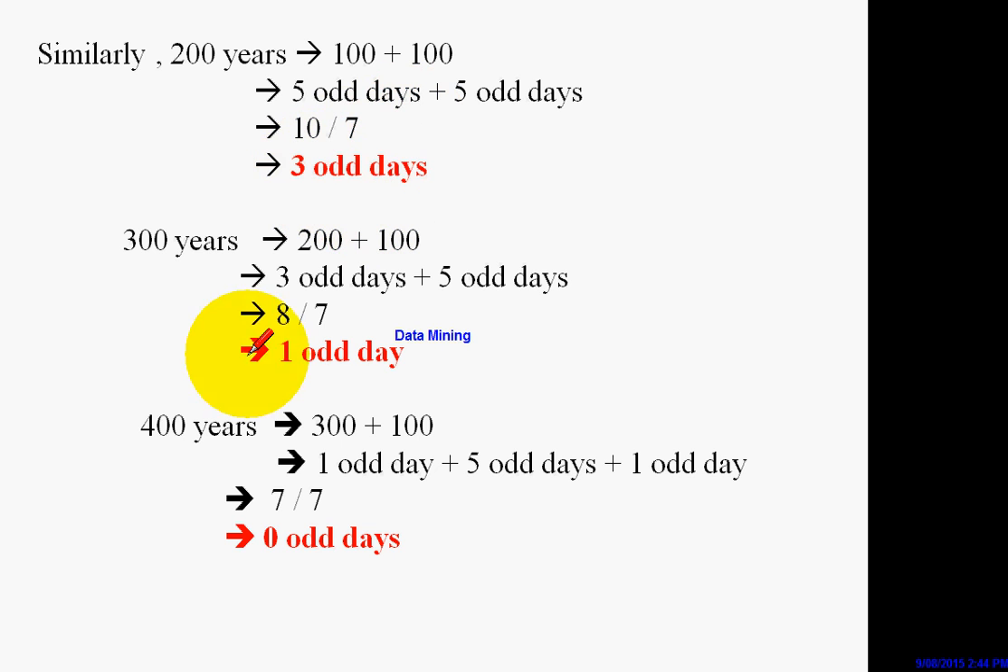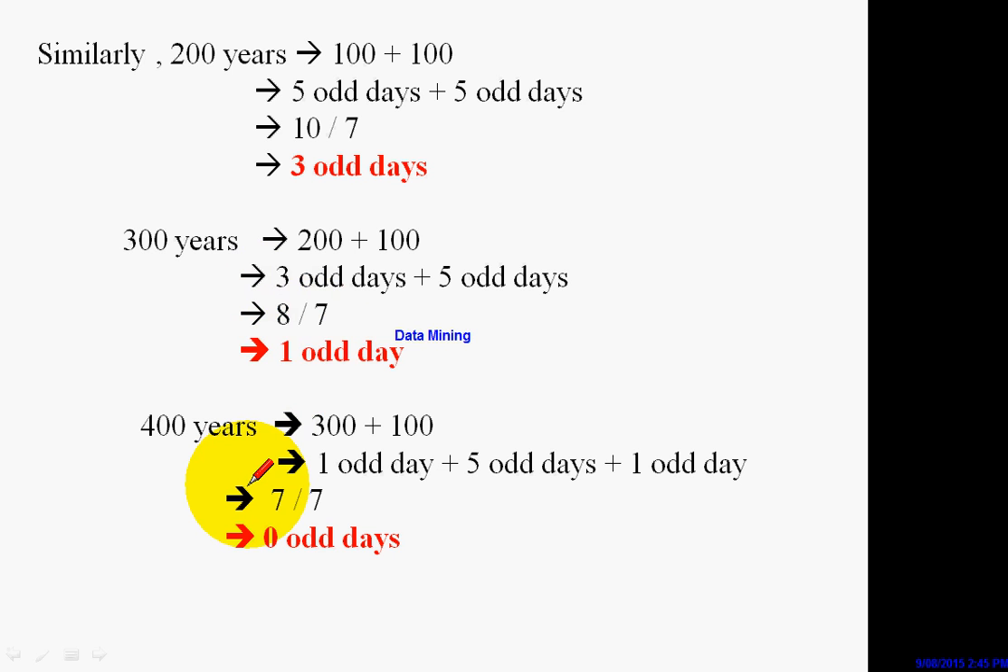3 odd days. And coming to 300 years, 300 can be split into 200 plus 100. 200 years have 3 odd days, which we have calculated already, plus 100 years have 5 odd days. So 5 plus 3 is 8. 8 again exceeds the value, so divided by 7, we get the remainder as 1 odd day. So 300 years have 1 odd day.